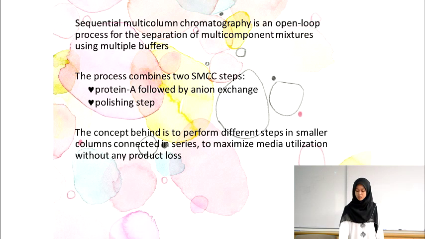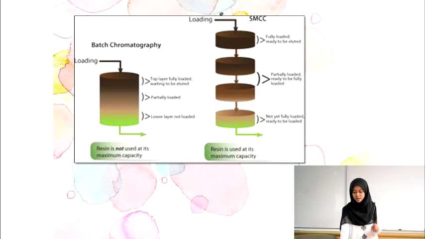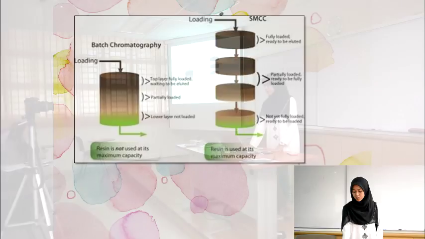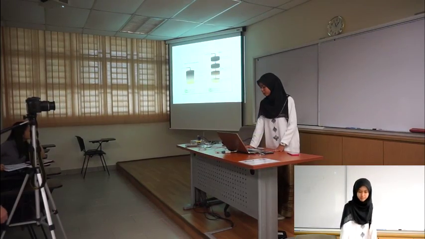any product loss. The difference between SMCC and batch is that batch only uses one column and everything is inserted in that column. But in SMCC we divide it into 2 to 8 columns, so it will be different. It will be a different step from the batch. Okay, next I pass to my friends.